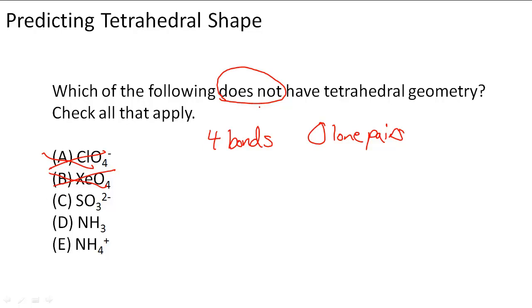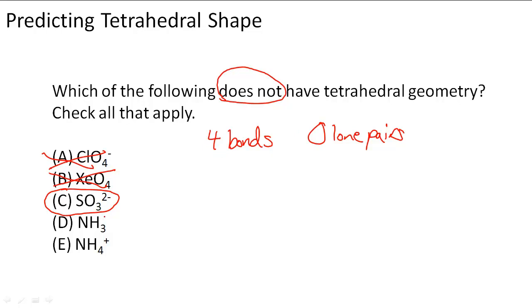Does not. Make sure you read the problem to make sure that we're finding the thing that the problem wants us to find. SO3 2 negative. What this tells me is that it has S as a central atom and O3. That means it only can have 3 bonds and 1 lone pair for C. So that must mean that's one of the answers we're looking for. It does not have a tetrahedral shape because it can't form 4 bonds.